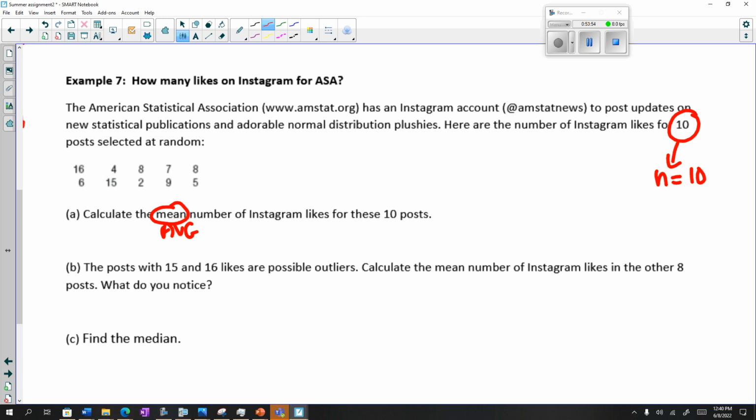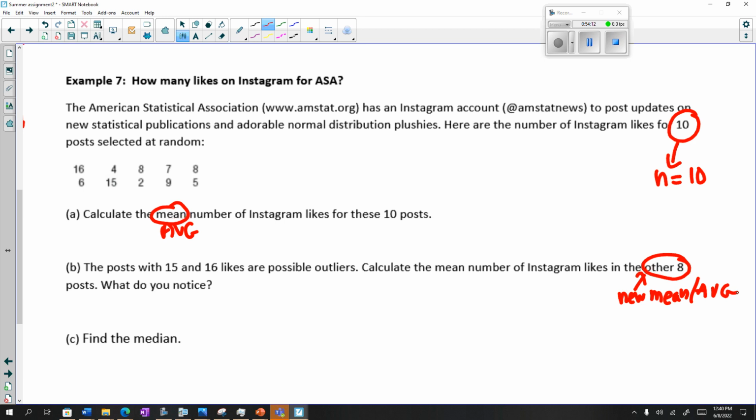And then it says posts 15 and 16 are possible outliers. Calculate the mean with the other 8. What do you notice? So basically this is saying if you had removed the outliers and found the mean, the new mean, or the new average with only those 8, what would the mean have been now?